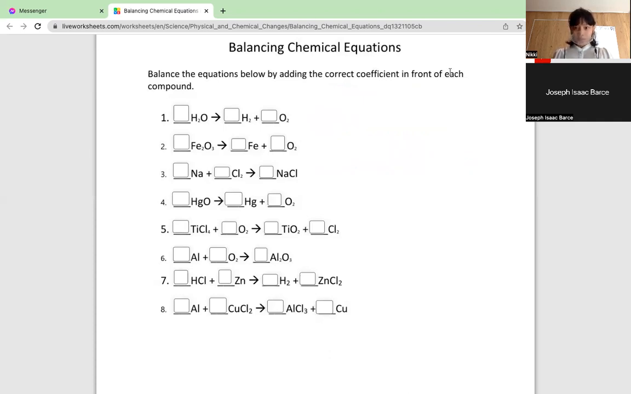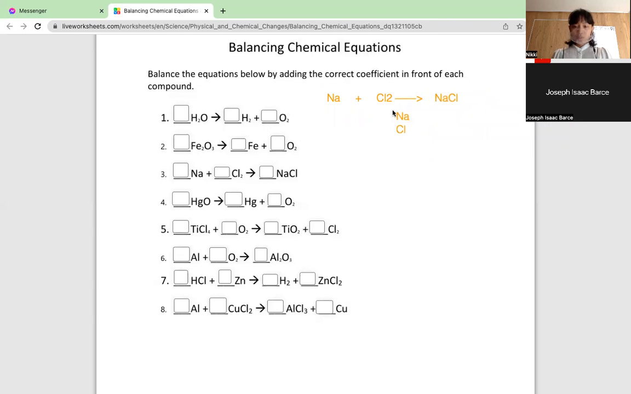Number 3. So, you have Na plus Cl2 resulting to NaCl. Okay. Ano yung atoms na meron ka sa equation na to? Anong elements? Sodium and chlorine.